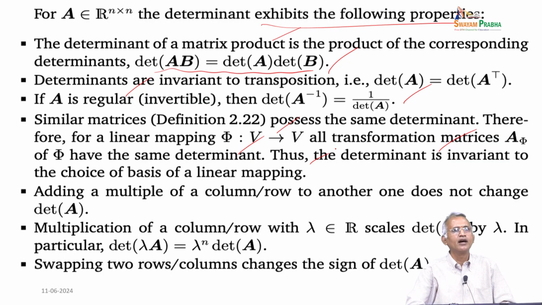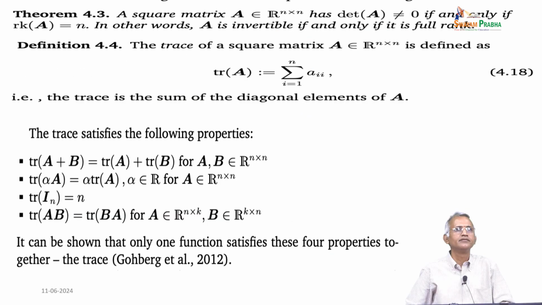Adding a multiple of a column or row to another one does not change the determinant of A, and the multiplication of a column or row with lambda in R scales the determinant of A by lambda. So, in this case, determinant of lambda A equals lambda power n times determinant of A. Swapping two rows or columns changes the sign of the determinant of A.